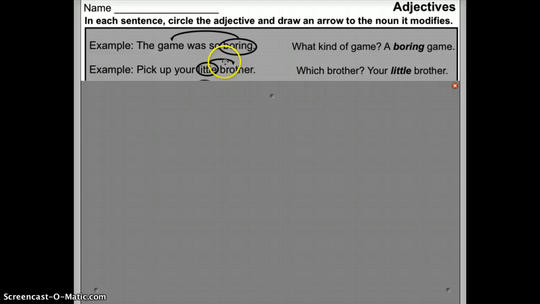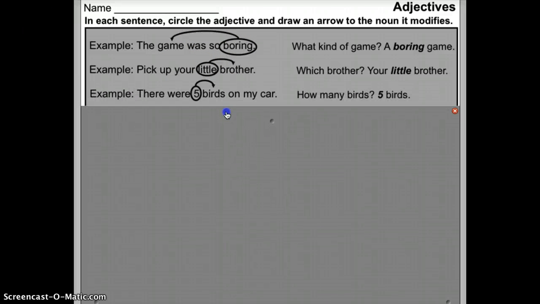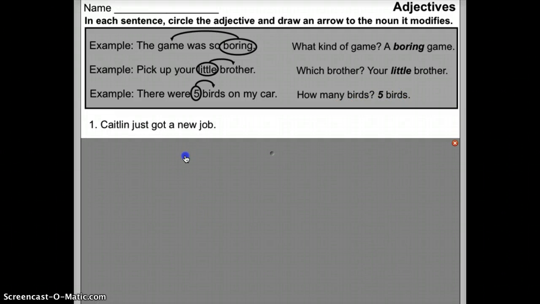And if you take a look here, you can see sometimes the adjective comes after the noun, sometimes it comes before the noun. So be careful with that. Now here's one more, knowing that adjectives can answer the question of how many. There were 5 birds on my car. I know 5 is an adjective because it tells us how many, but how many what? 5 is describing birds. How many birds? There were 5 birds. So we're going to do the same thing with these examples here, which is circle the adjective and draw an arrow to the noun it modifies.